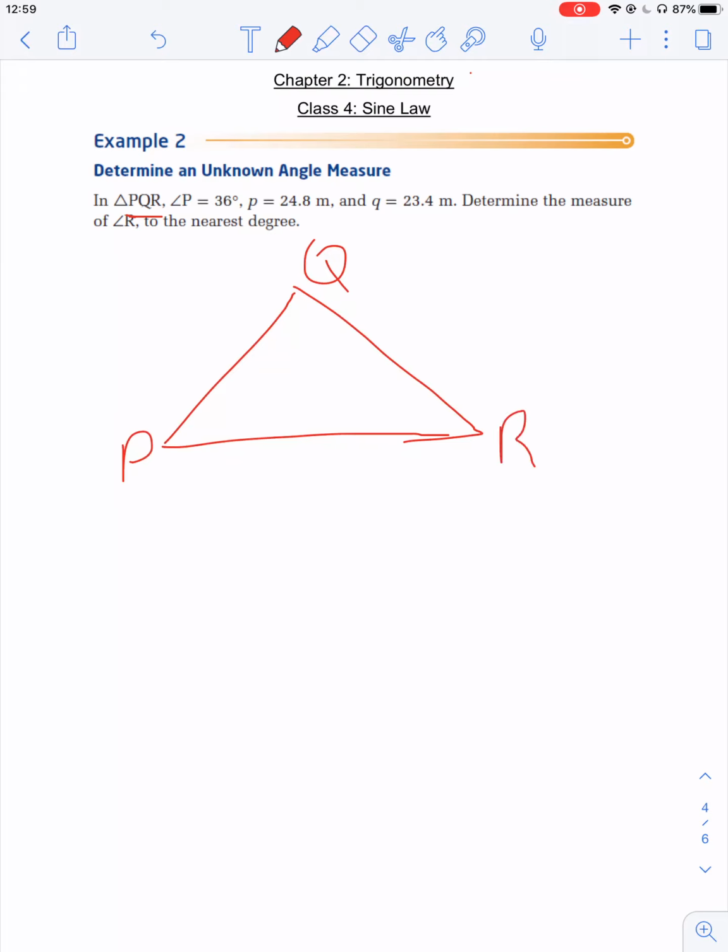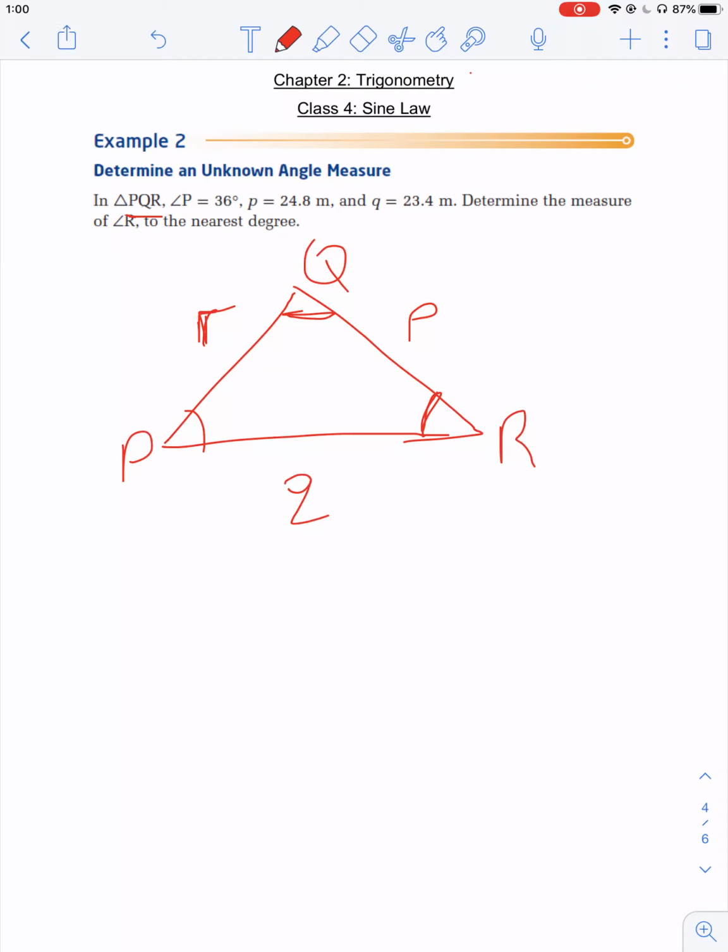If this is angle Q, then my side length Q will have to be on the opposite side. If this is angle P, then my side length p will be on the opposite side of that angle. And if this is angle R, then this one will have to be on the opposite side. So that's something you have to be consistent with. Once you label your corners, you have to make sure that the angle and the side opposite to it are matching. If not, this formula will not work. So you have to set up your triangle this way.